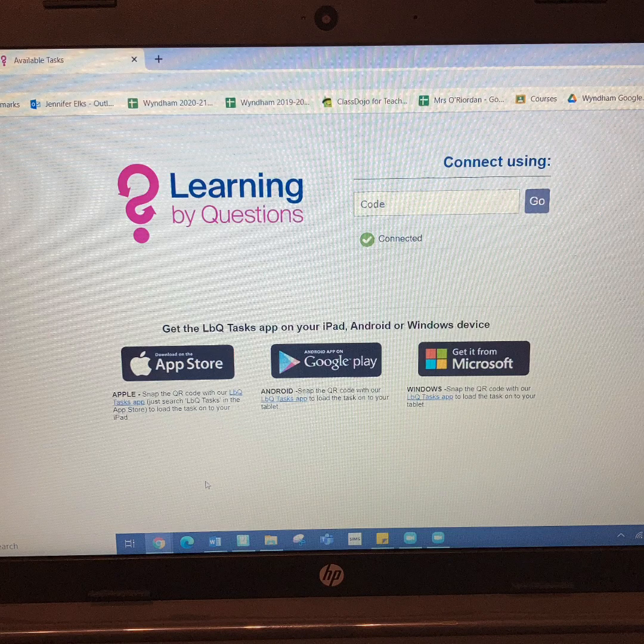So when you're onto this page then, it should ask you for a code. I will tell you the code on Dojo, and then you need to type the code in and then press start, and you should be doing a learning by questions quiz all about time. Okay, so it will be all about time, about reading an analog clock. Okay, off we go.